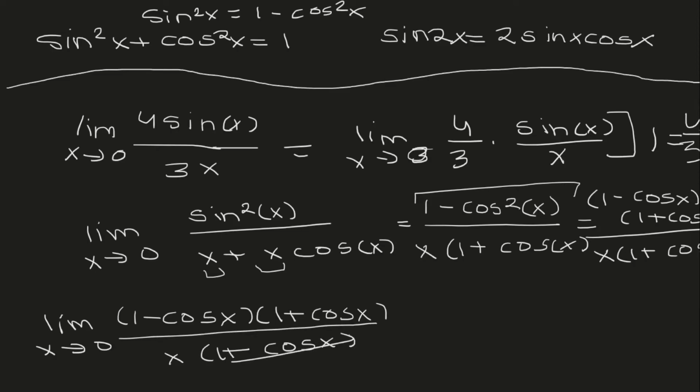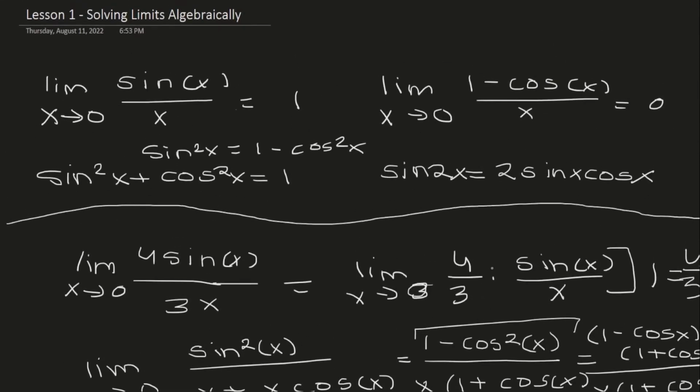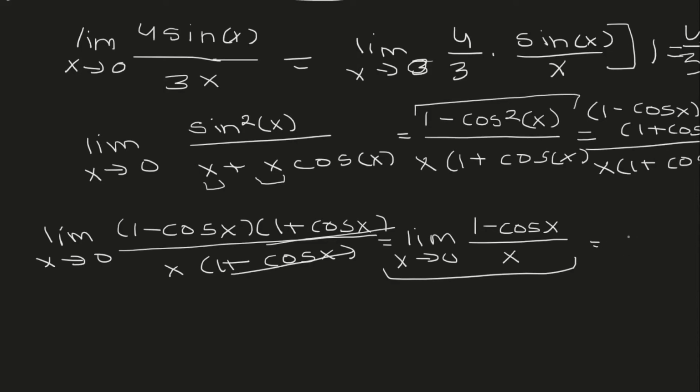Now we can see that these two cancel, leaving us with the limit as x approaches 0 of 1 minus cosine x all over x. Now, this is awfully familiar. It's actually the exact same thing as our identity up here, and we know that that identity equals 0. So in the same sense, we can set this entire thing to 0 and have our final answer right here.